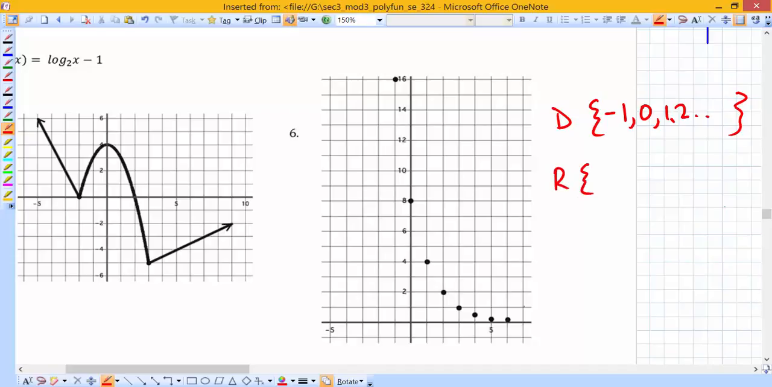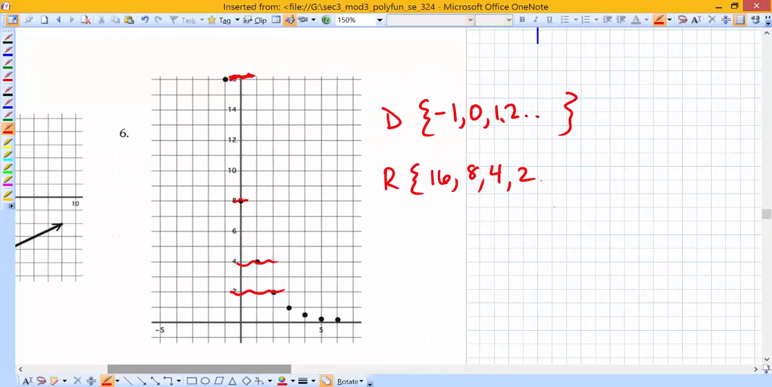Range, a little bit more tricky. This first range value is 16. I'm going to go backwards and then rewrite it the other way. 16. The next one is 8. The next one is 4. The next one is 2. And find the pattern there and get the others and then write it the other way. And then again, there would be no intervals of increasing or decreasing because this is a discrete function. No min or max because it's a discrete function.